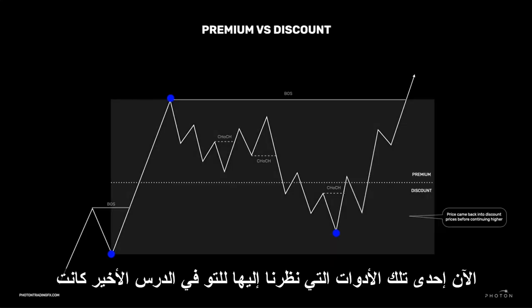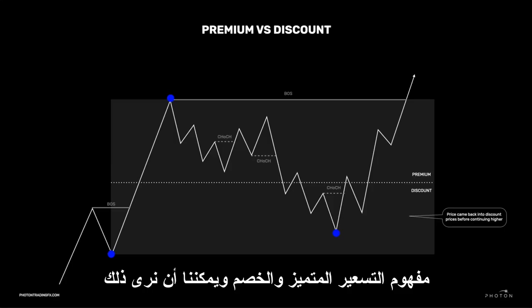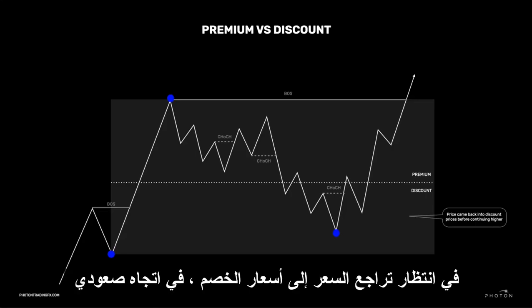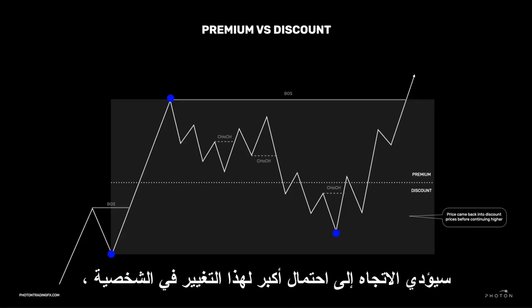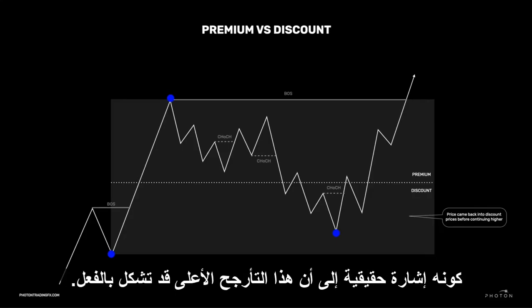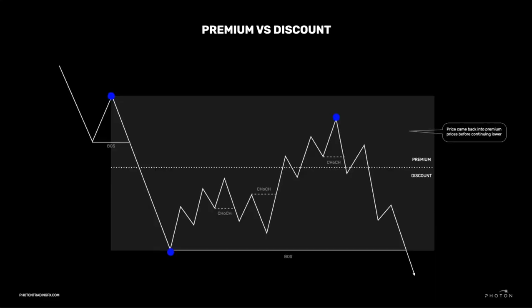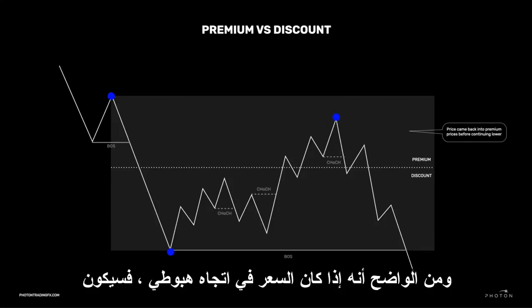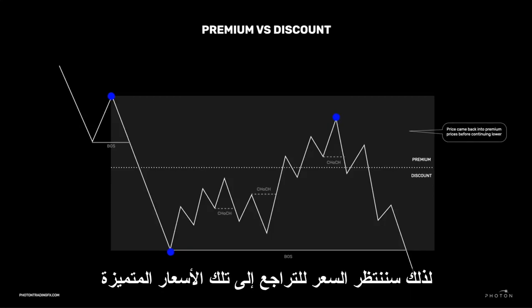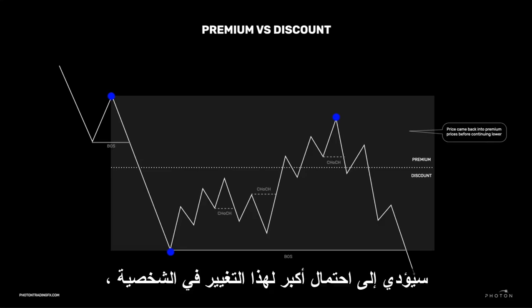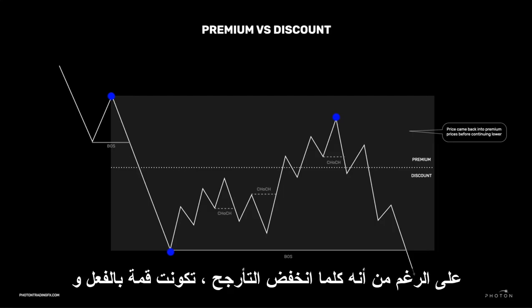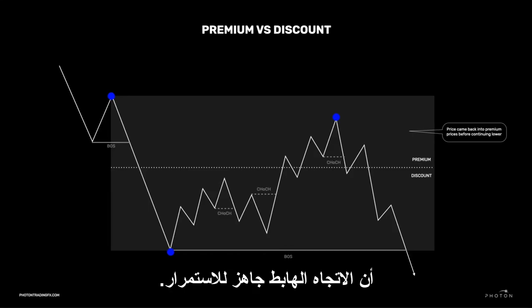Now, one of those tools that we just looked at in the last lesson was the concept of premium and discount pricing. And we can see that waiting for price to pull back into discount prices in a bullish trend will lead to a higher probability of that change of character being a true signal that that swing higher low has actually formed. And obviously, if price was in a bearish trend, it would be the opposite, right? So we'd be waiting for price to pull back into those premium prices that will lead to a higher probability of that change of character being a true signal that the swing lower high has actually formed and that the bearish trend is ready to continue.